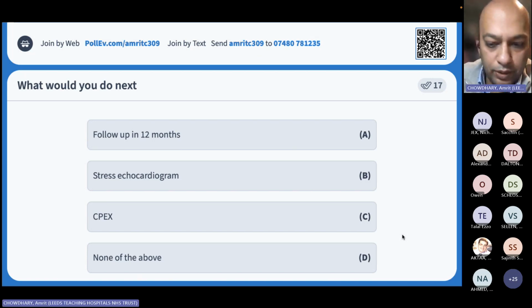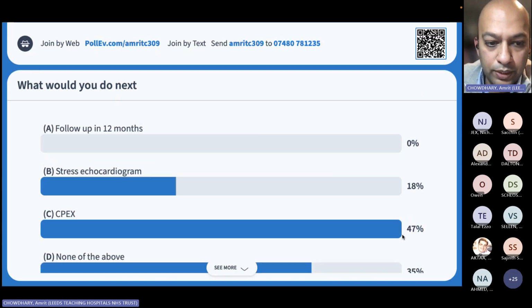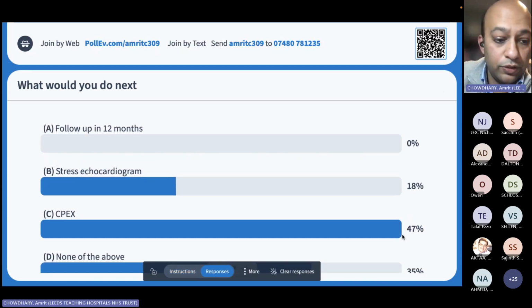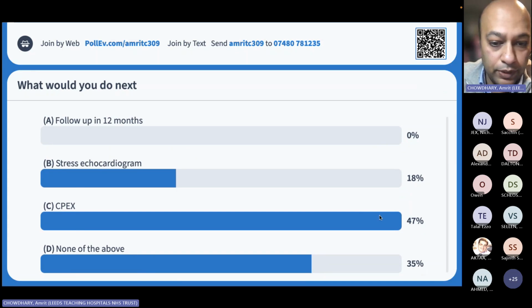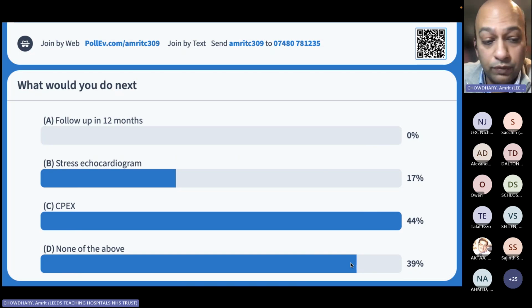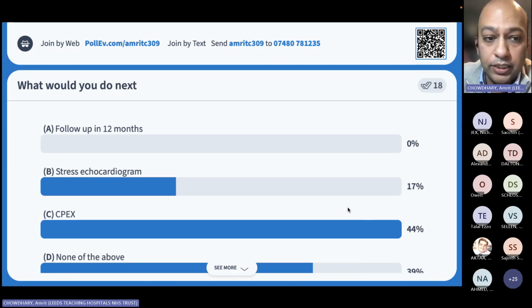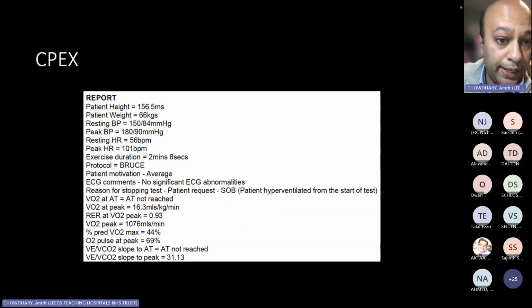Okay, so we've had about 17 votes in, so let's see what most people think. The majority, 47% of people, think we would do a CPEX. Quite a few think that we do something else, and 17% would do a stress echocardiogram. It'd be interesting to see, perhaps in the chat, what other investigations you could have considered, because there's no right or wrong answer. In this lady's case, we decided to do a CPEX.